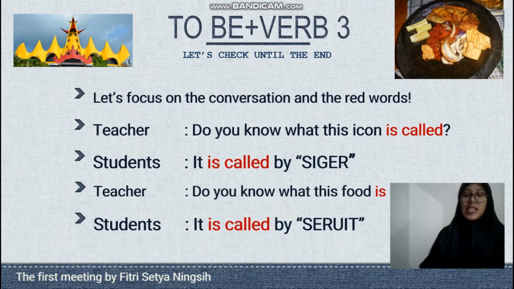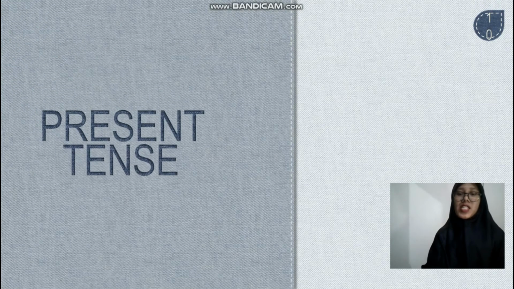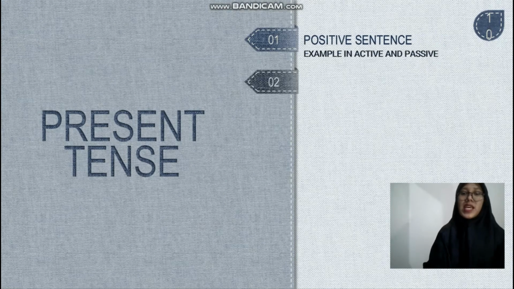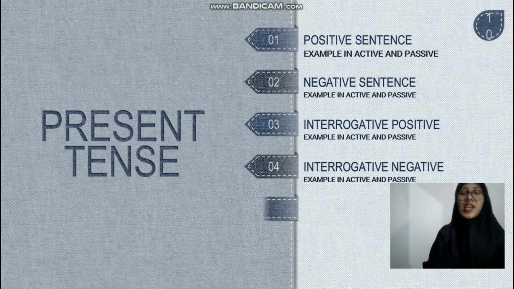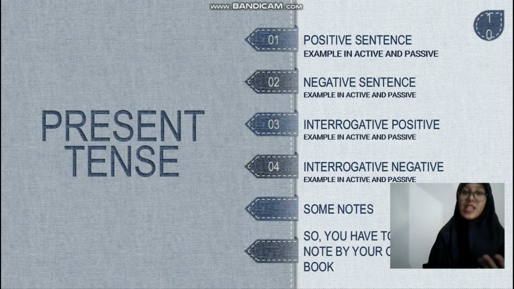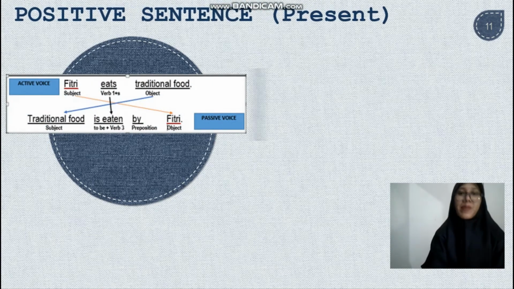Let's focus on the conversation and the right words. In this meeting, we are going to learn passive voice in the present and past tense. For the first, that is present tense. We're going to learn passive voice in positive sentence, negative sentence, interrogative positive, and interrogative negative. Continue to the positive sentence of the present.